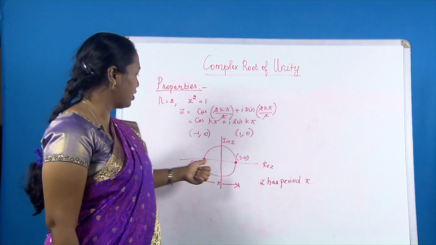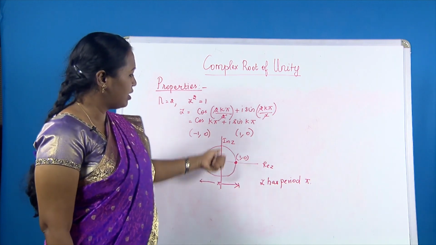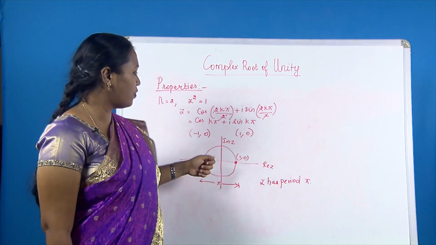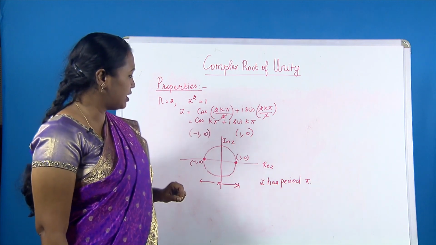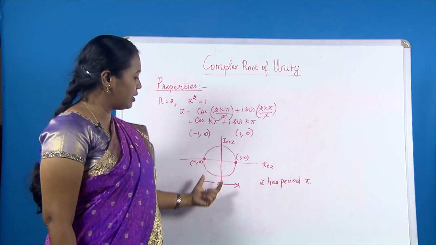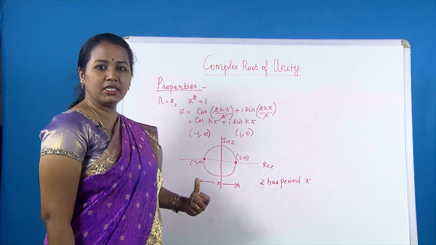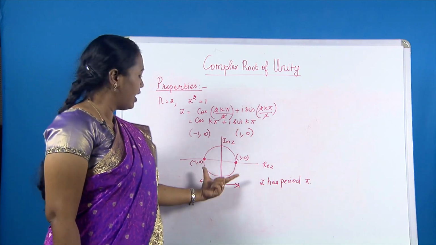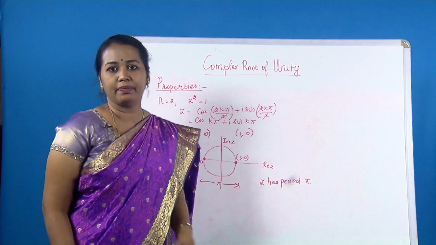So, 1 comma 0 here and minus 1 comma 0 here, and on the complex plane this is the real part of Z, this is the imaginary part of Z, and clearly we can see that they are separated by a distance pi, which is 180 degrees, and therefore, Z has period pi.